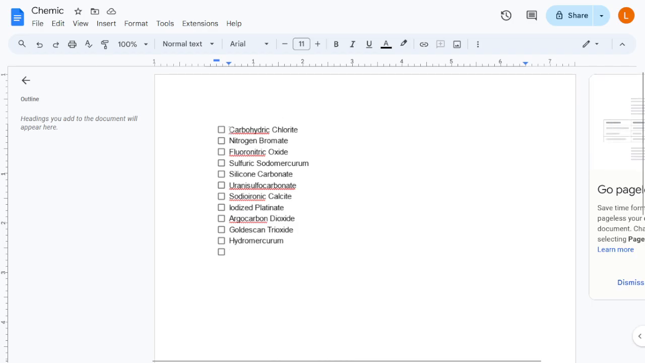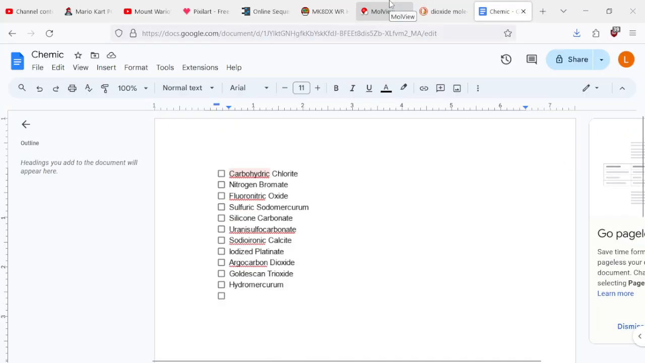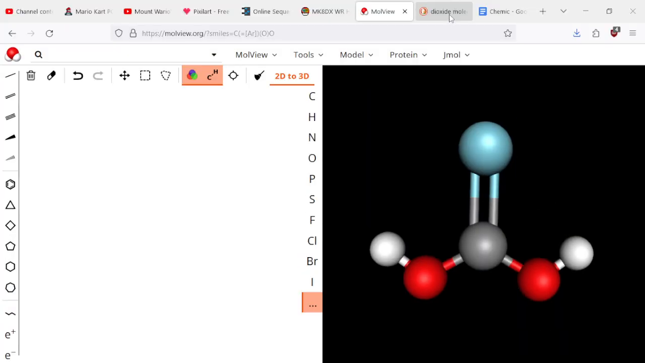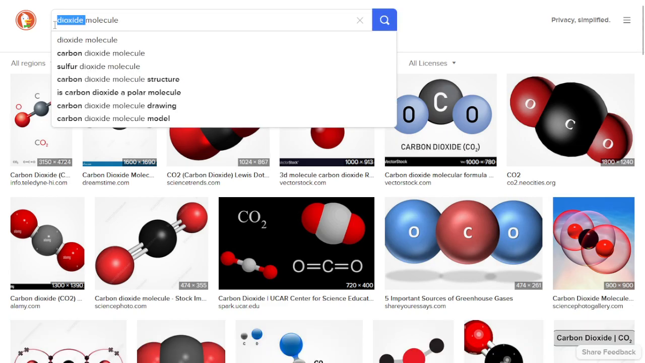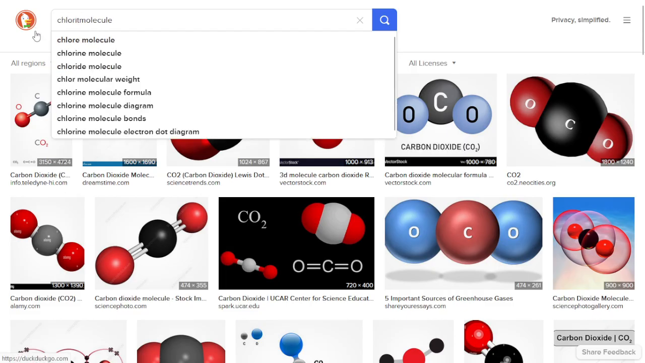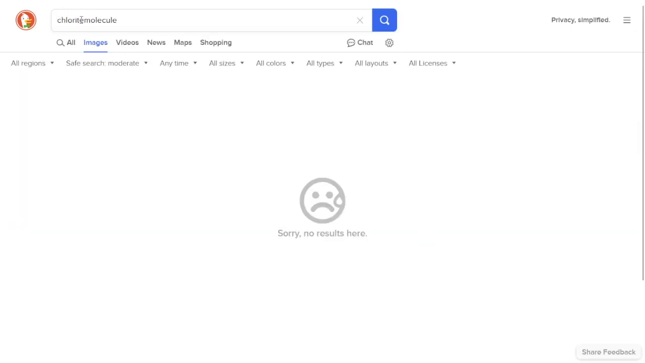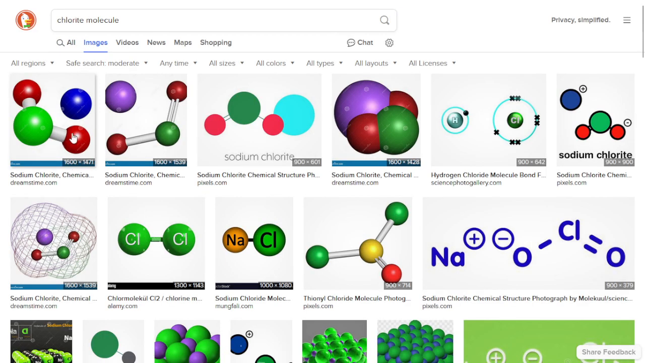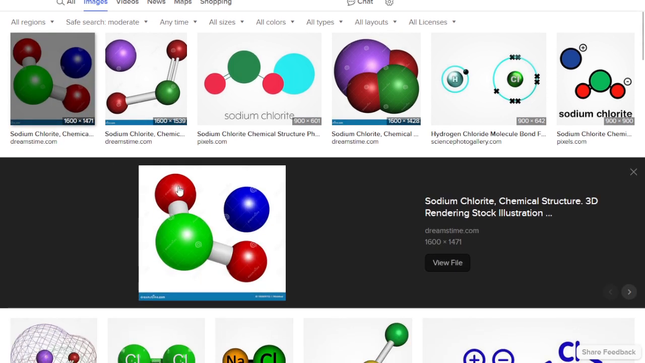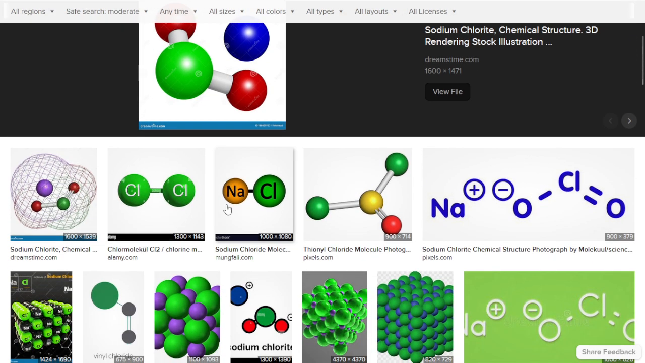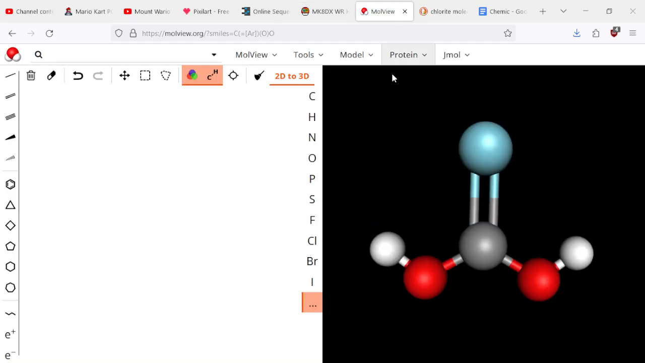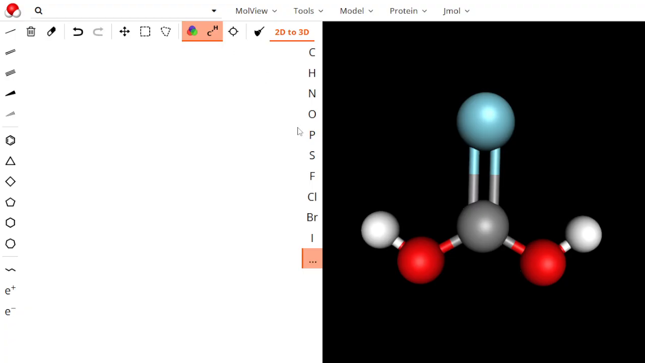But we're going to start with carbohydrate chlorite, which, from what I know, should just be the making of a chlorite molecule. So I'm just going to look that up. Okay. Chlorite molecule, that's probably important. Yeah, sodium chlorite. A chlorite molecule is just oxygen, oxygen, chlorine, and then whatever atom you want, which has to be positively charged, I'm pretty sure, yeah. And then one of the oxygens has to be negatively charged. So, we are going to do that.